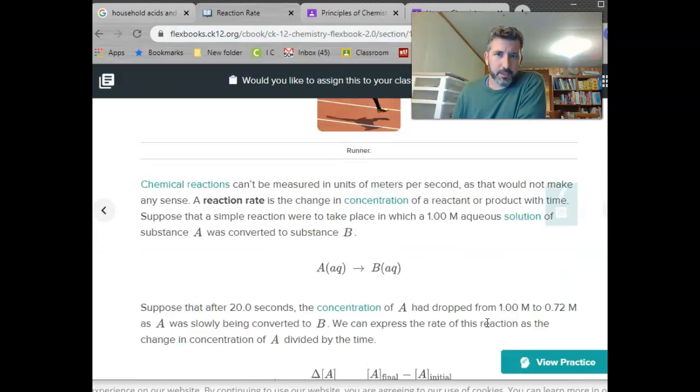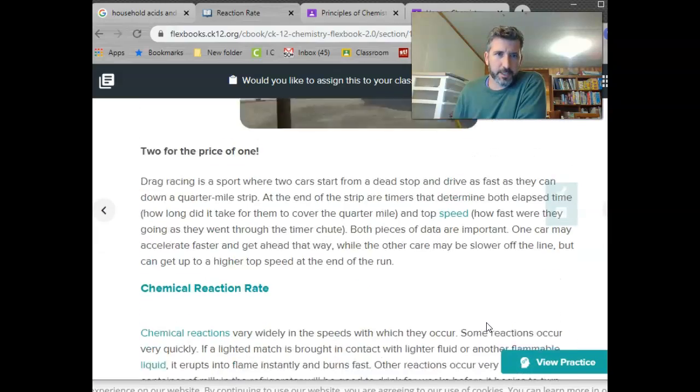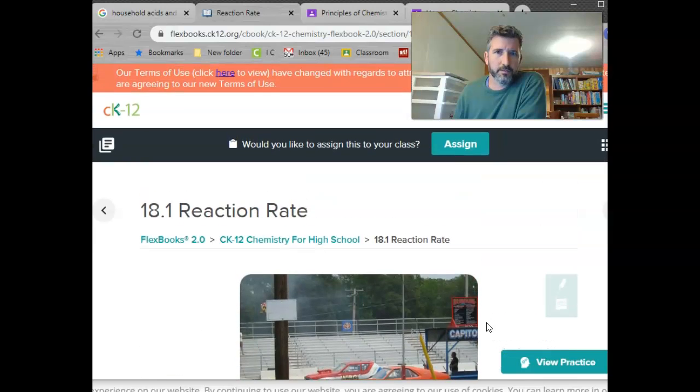But for the online book assignments, the two sections that I'm going to assign you, when you do the practice at the end of those, that's just going to be for your benefit. Okay, and again, this will all be posted on Classroom. You don't have to worry about writing this down right now, but it's just going to be sections 18.1 and 18.2 on reaction rate and collision theory. So please don't hesitate to email me with any specific questions.